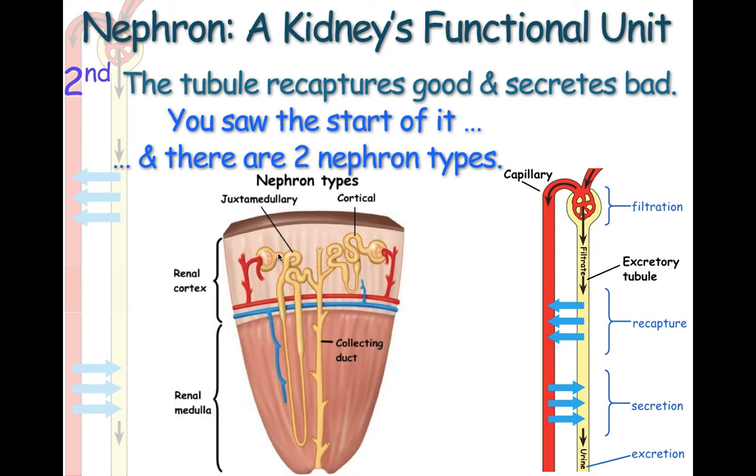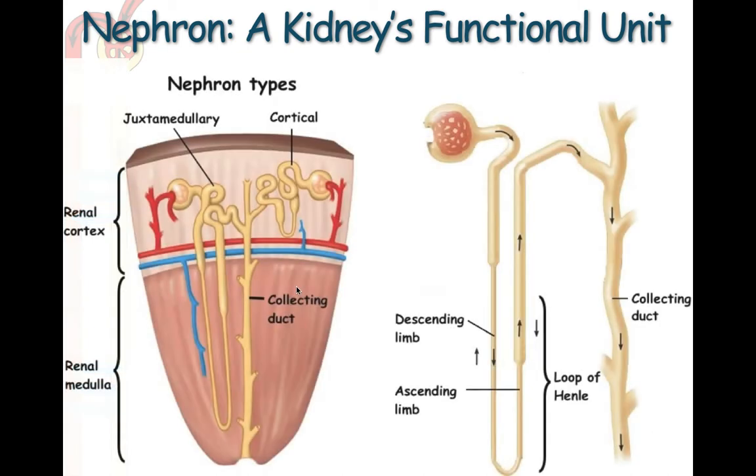Right next to the Bowman's capsule is the proximal tubule for both, and then you see that the proximal tubule leads down to this really long U-shaped tube. Here's the U-shaped tube right here. It is called the loop of Henle because it was first described by an anatomist named Henle. There are two parts to the loop of Henle. There is a descending limb. That's the portion that goes down. And there is an ascending limb. That is the portion that goes up.